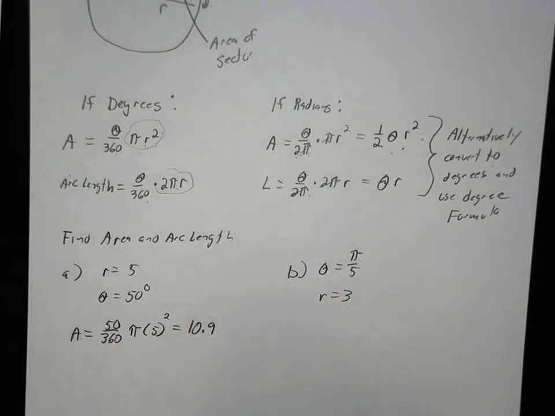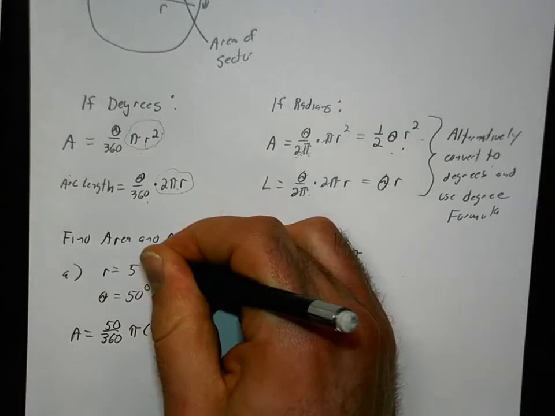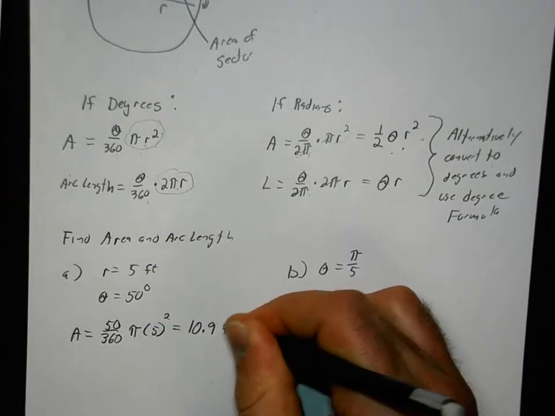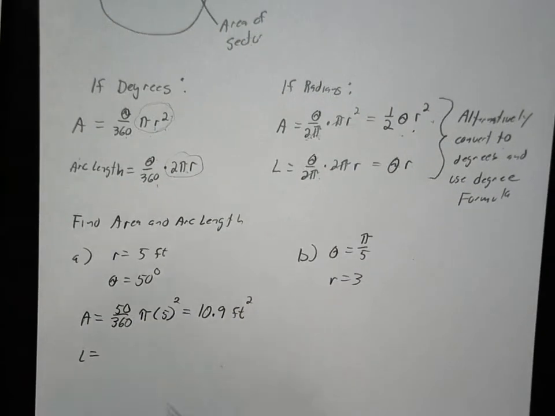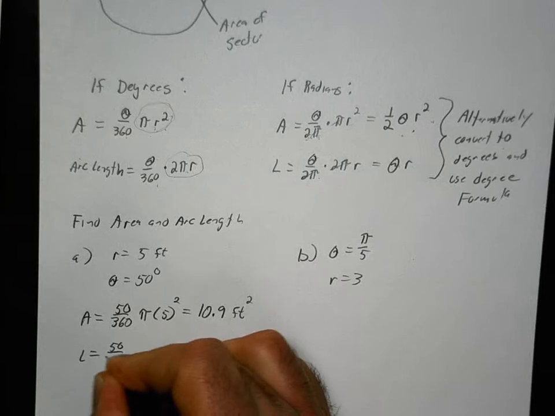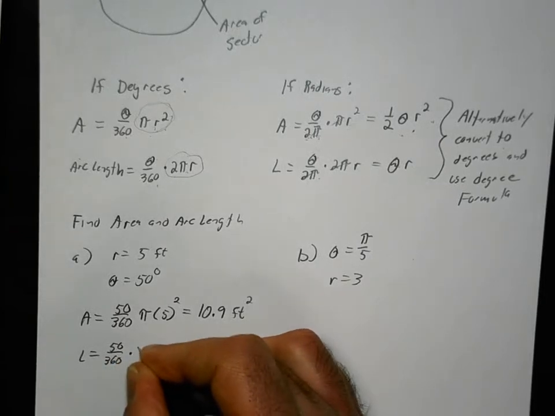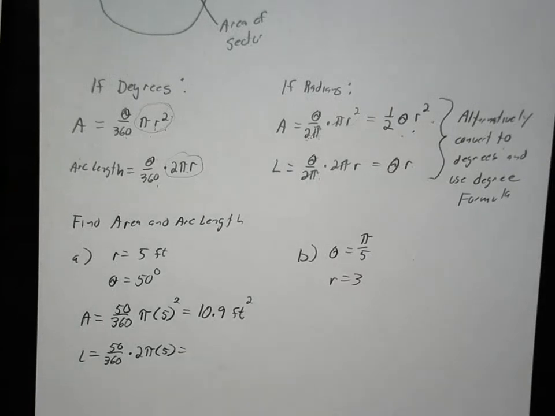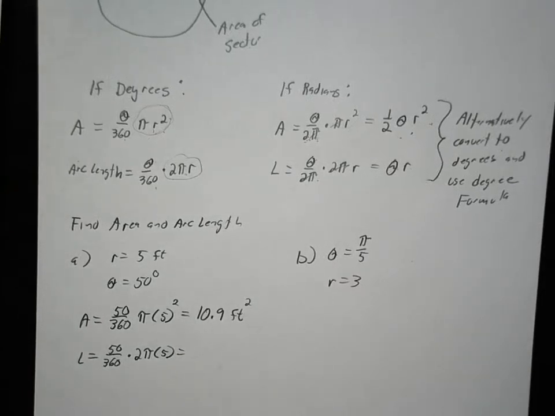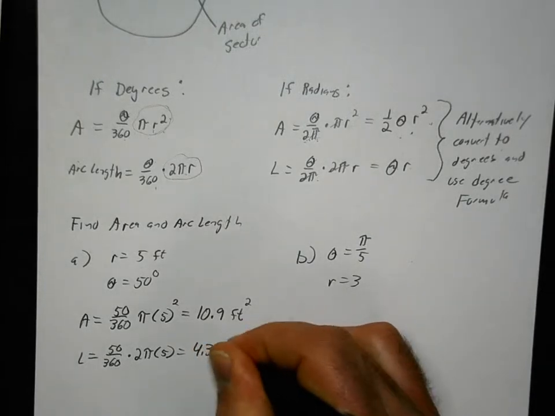And I don't have units here. Let's just say it's feet. So then we have feet squared for area. The arc length is going to be the angle over 360 times 2 pi times the radius, 2 pi r. Okay, so let's see. I get 4.36 for that one, feet.